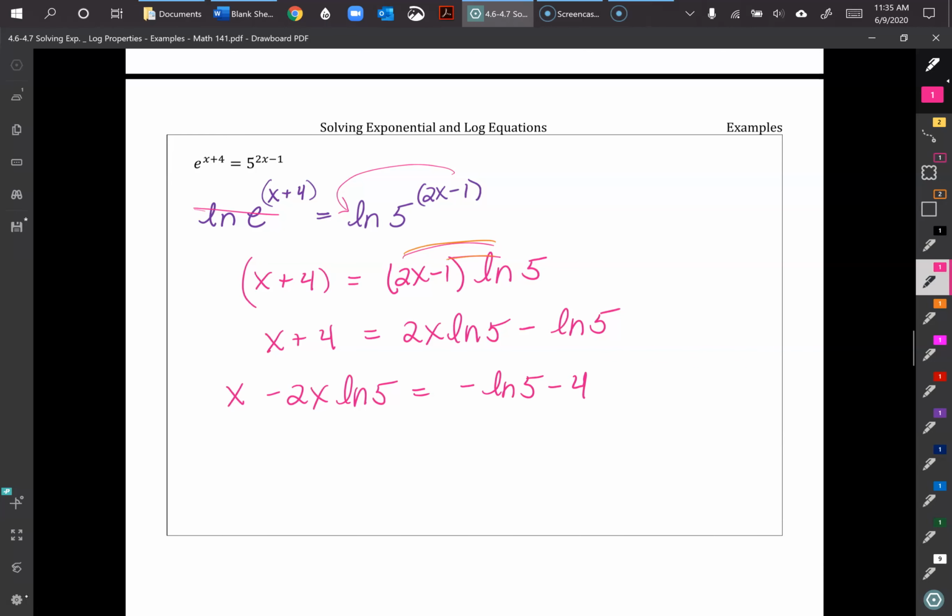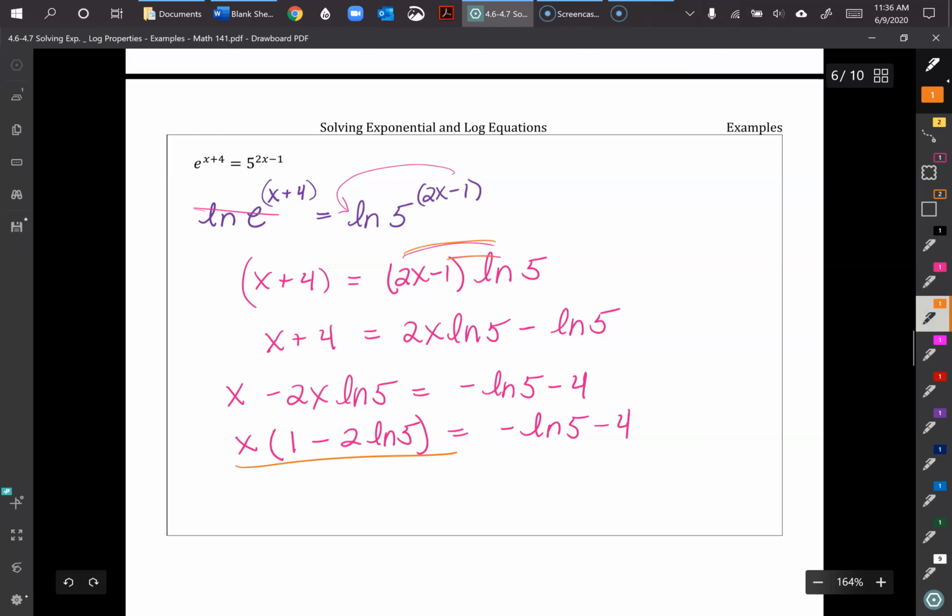So I'm going to bring that over. Now, I think these are fun. It's kind of like a puzzle. I get into it. Hopefully you like it too. Everyone's always so afraid of logs, but I think they're just fun. So we have x. I'm going to factor out 1 minus 2 ln 5, just like we did with literal equations. So again, if you have the building blocks, it's really just the same thing you've kind of done before. Then I'm going to divide both sides by the 1 minus 2 ln 5, 1 minus 2 ln 5 on that side.